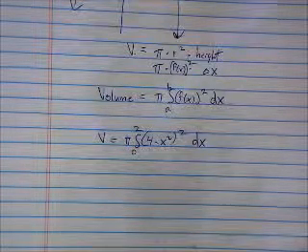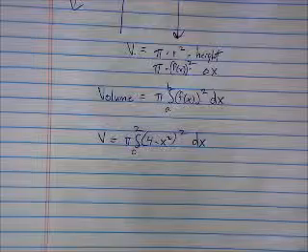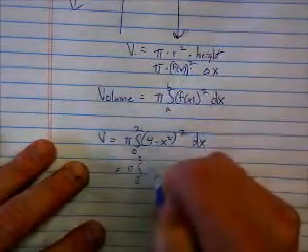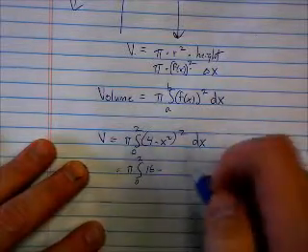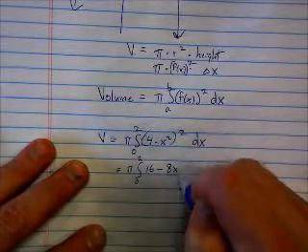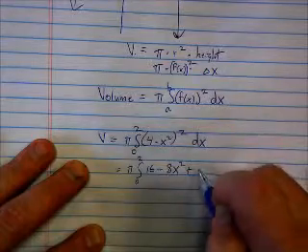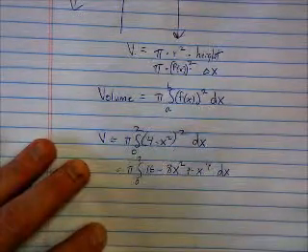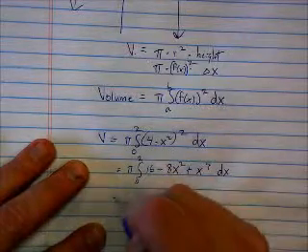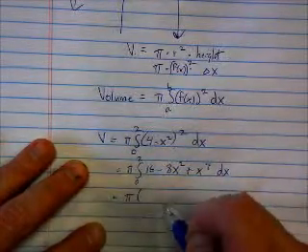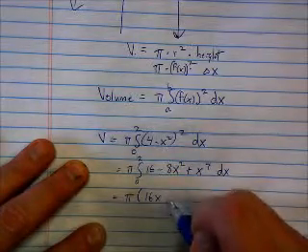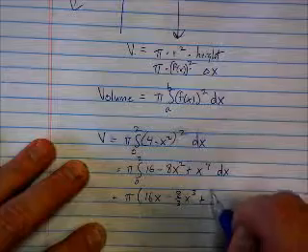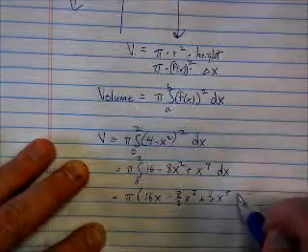How would you evaluate that integral? FOIL it out, okay? So that's going to be pi, the integral from 0 to 2 of 16 minus 8x squared plus x to the fourth dx. Take the antiderivative, that's pi times 16x minus 8/3 x cubed plus 1/5 x to the fifth.